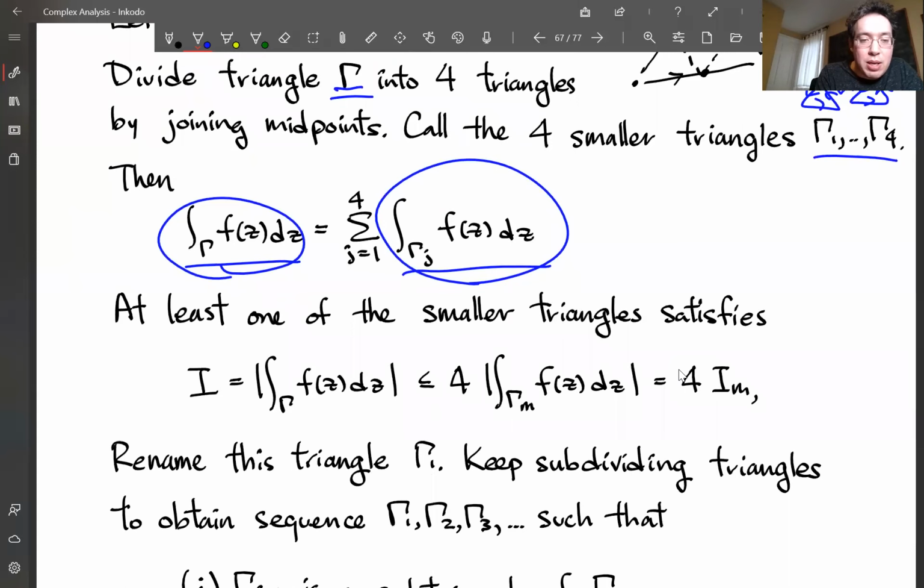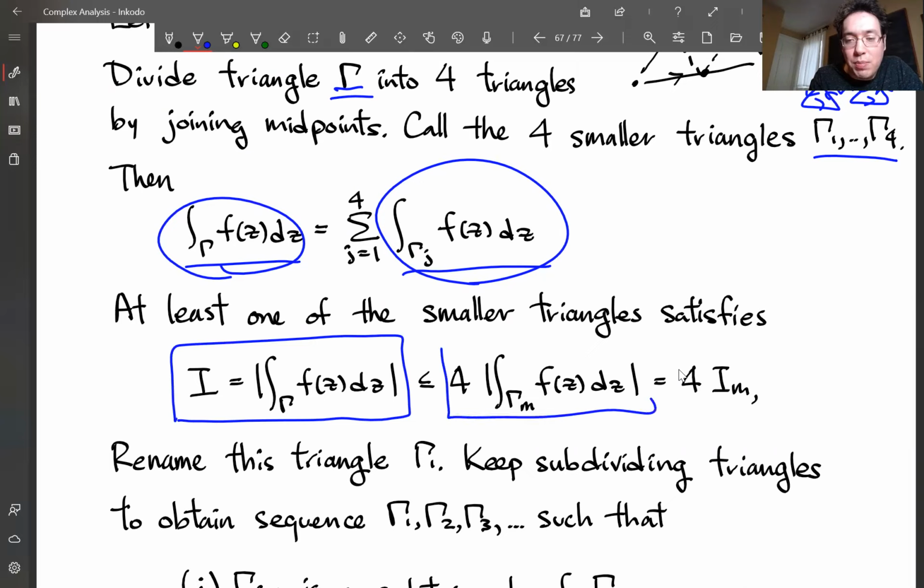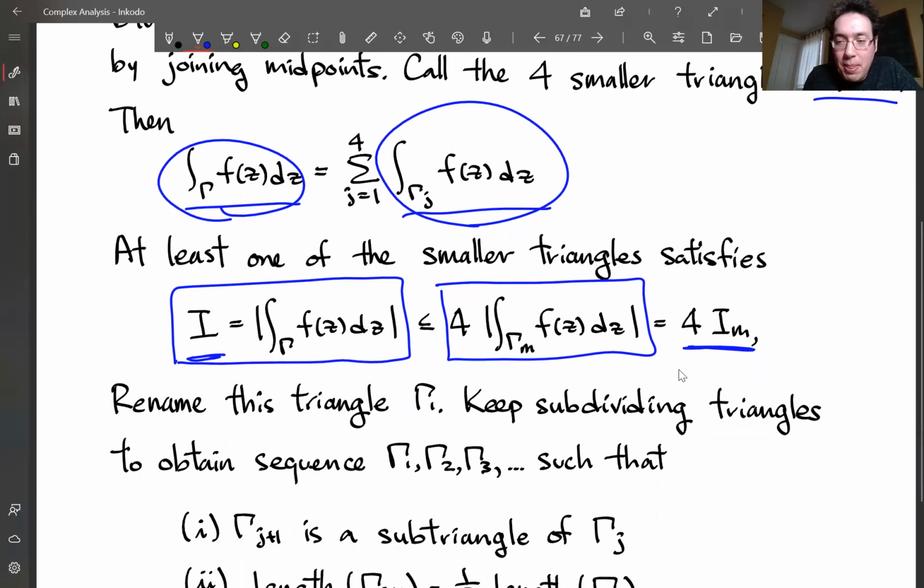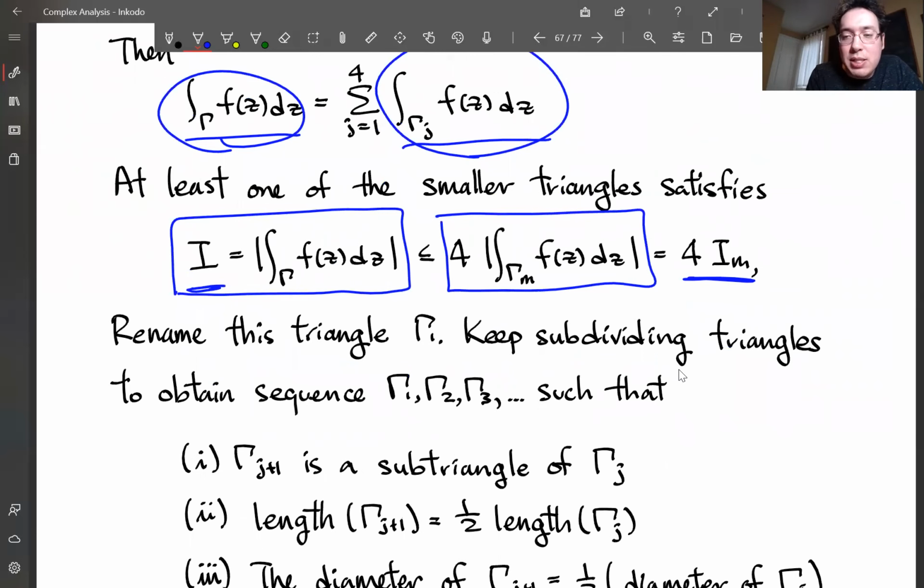So if I look at the modulus of the original triangle, that is less than or equal to 4 times at least one of those 4 triangles. Let's just choose the one that gives the largest path integral in modulus, and call that gamma m. So I is less than or equal to 4 times one of those 4 triangles. Just for ease of notation, I'm going to relabel things. Instead of gamma m, let's say the integral that gives us the largest modulus is gamma 1.